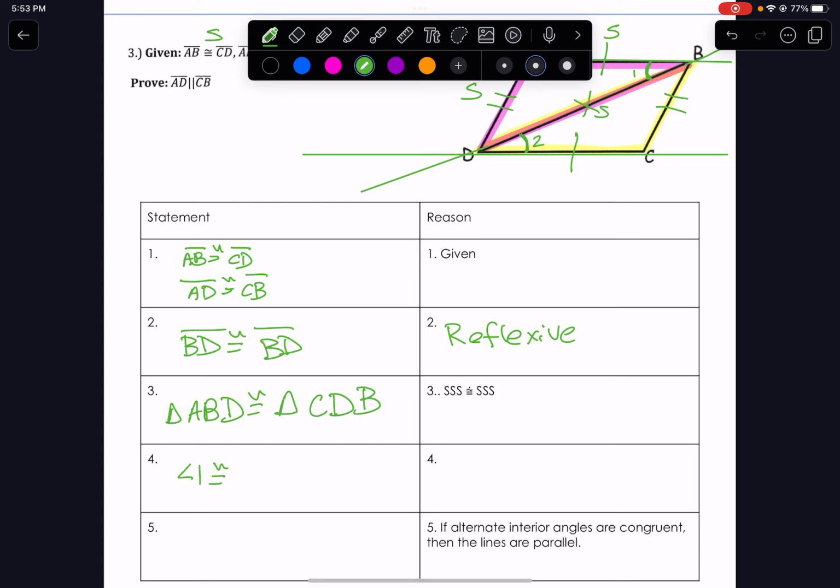Angle 1 is congruent to angle 2 by CPCTC. Now those are alternate interior angles. Because we have alternate interior angles congruent, I know the lines must be parallel.